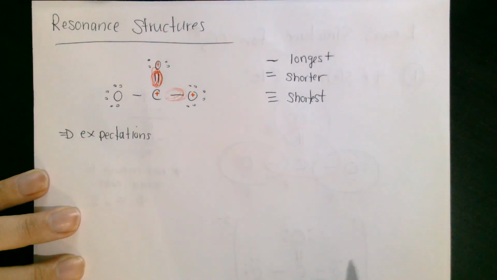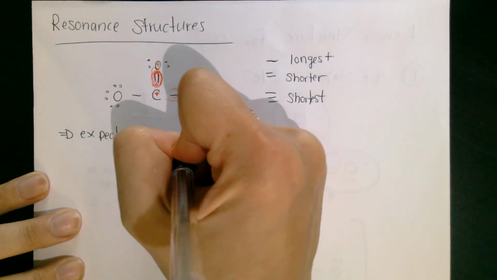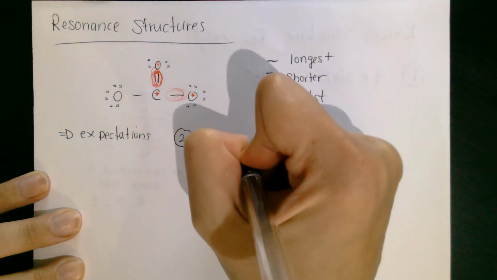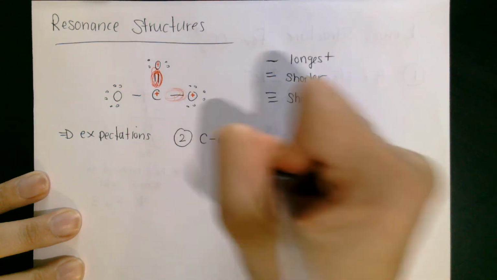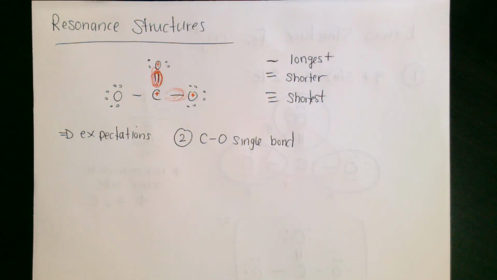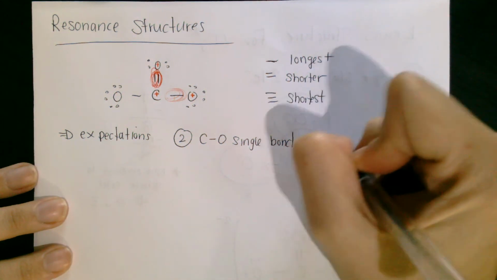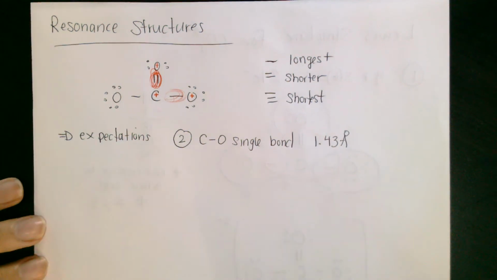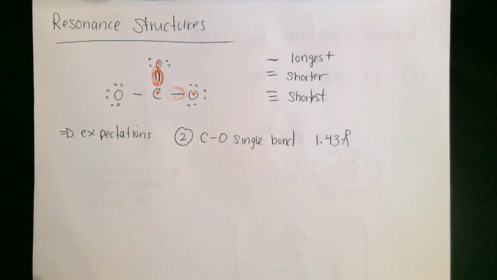So if we look at carbonate, our expectations would be that we should measure 2 carbon-oxygen single bonds. We could look up a carbon-oxygen single bond and compare that. A carbon-oxygen single bond is about 1.43 angstroms, just looking it up in a chart, exactly the way we calculated this, say, in chapter 7.